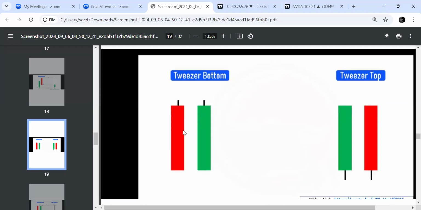A tweezer bottom occurs when the price is in a downtrend. Again, the same concept is coming: when the price is falling and a candle forms, it indicates bullishness. And when the price is increasing and then the candle forms, it indicates bearishness.